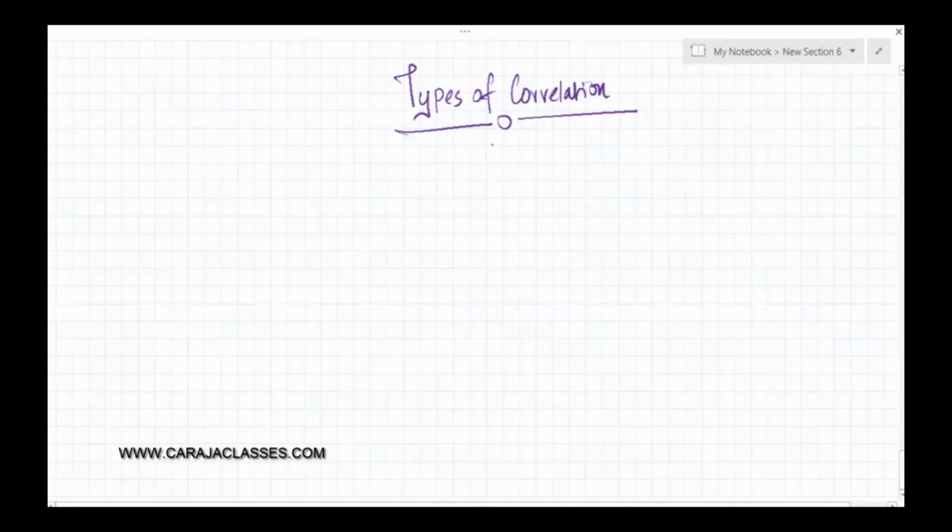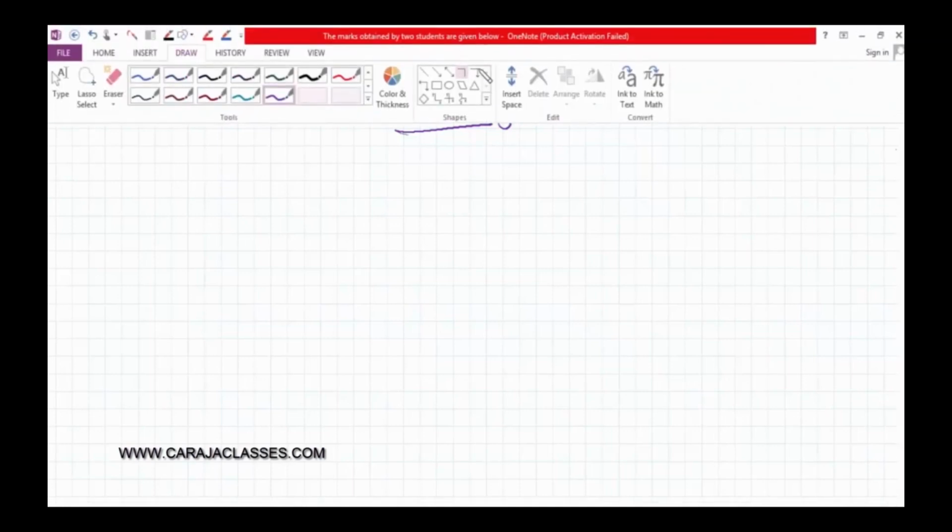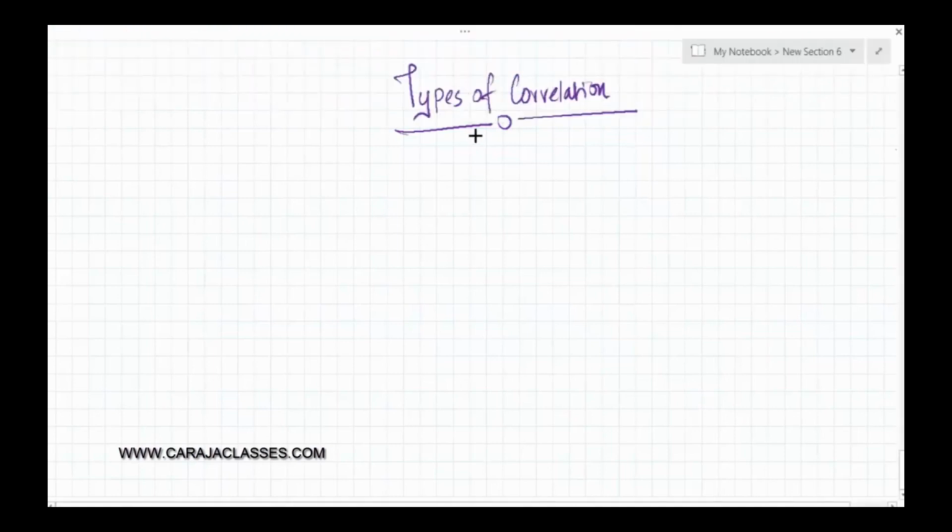What are the types of correlation? Correlation can be divided into two types. In that, the first one is positive correlation. So what is positive correlation?